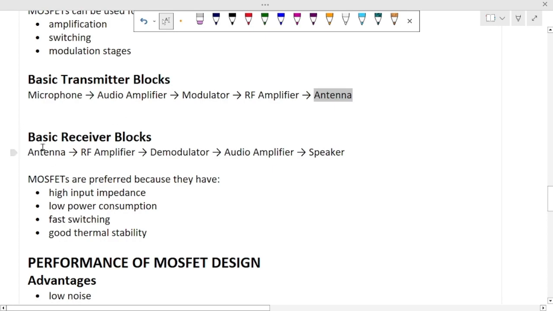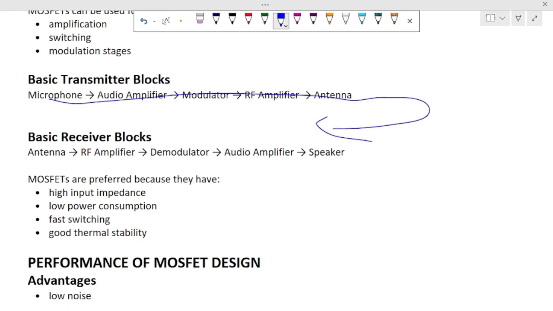Now this is the receiving block. The basic receiver block begins with the antenna, which receives from the other antenna. Look at this thing, guys: first, second, third, fourth, fifth. This fifth is now the first, this fourth is now the second. It's just like we turn this line and reverse it. That's what you have here. Are you seeing it?